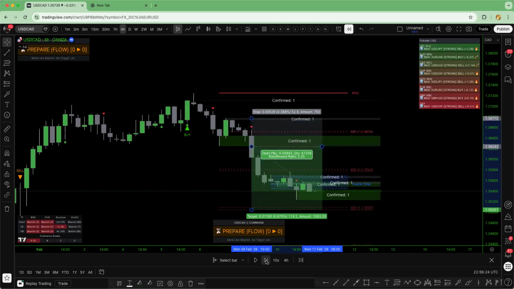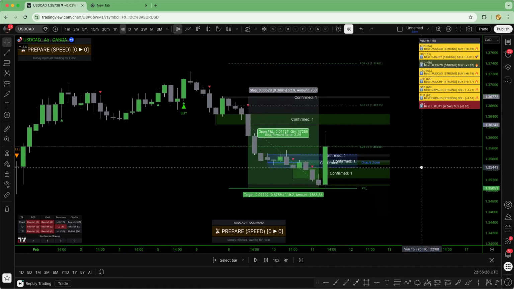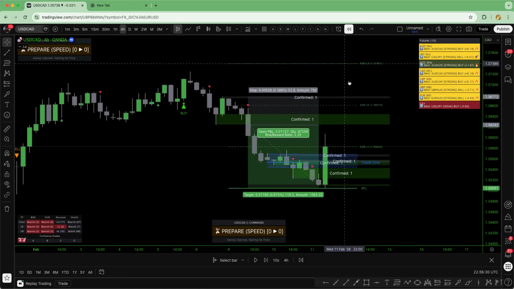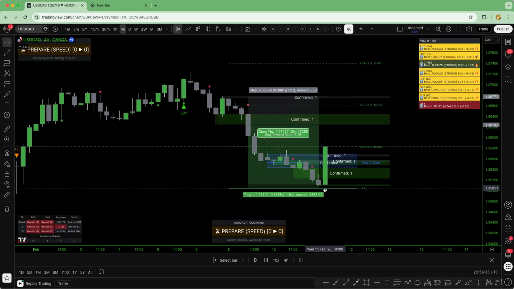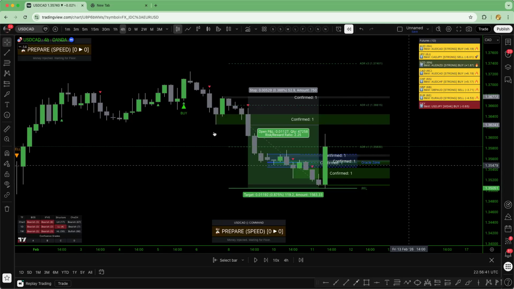Boom, boom, boom, boom. You can see price hit our ADR level to the T. This is why these ADRs are crazy. How did price hit that ADR level to the T before reversing and started to buy with NFP today in the market? So yeah, you can see how that works.